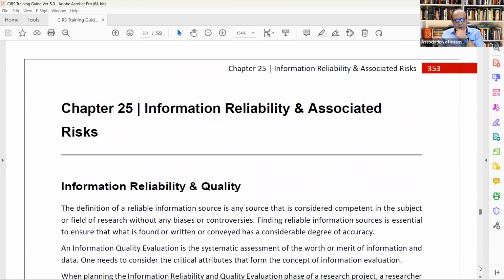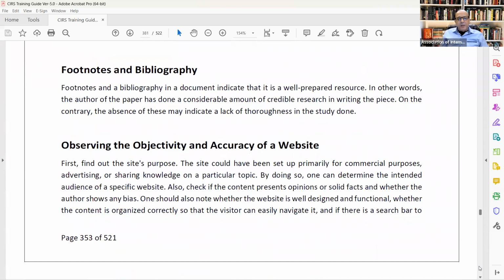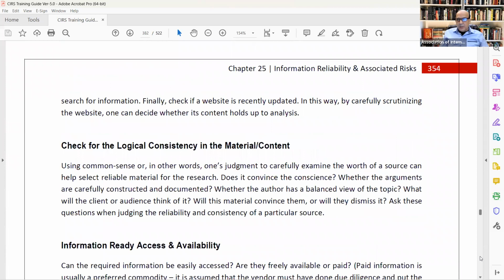Nothing else is important. Now, in chapter 25, we have information reliability and associated risks. It is just a matter of reading through this. It is plain English, and it is some of the common sense information on the descriptive side. So not anything that we have to explain much as part of the program. We leave it for you to read through.